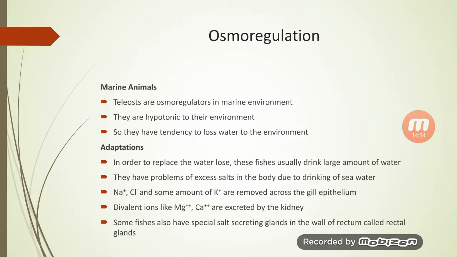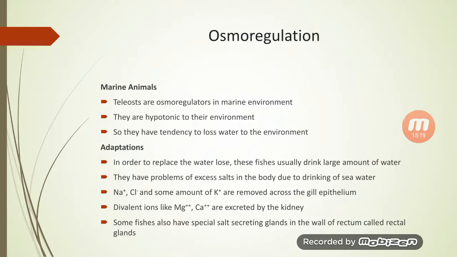Now the adaptations of the marine animals. In order to replace the water loss, these fishes usually drink large amounts of water because they live in an environment that contains most of the solutes and salts and the other electrolytes. And the problem of excess salts in the body is due to drinking of the sea water, which is abundant in salts and electrolytes.